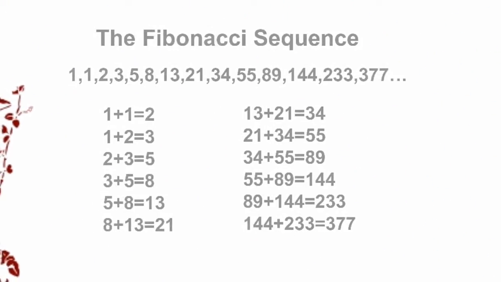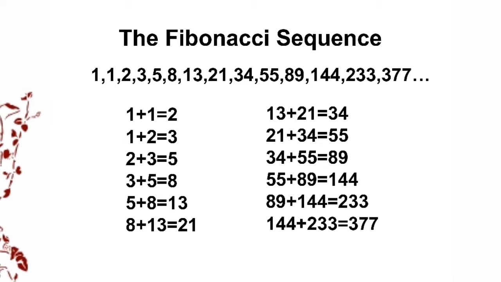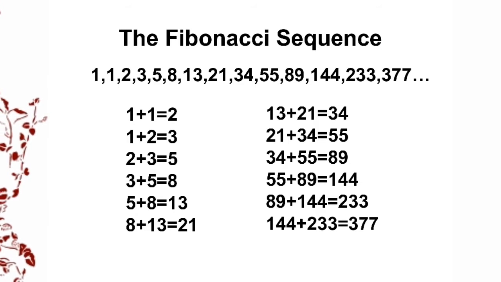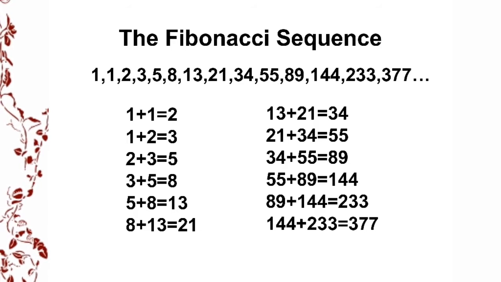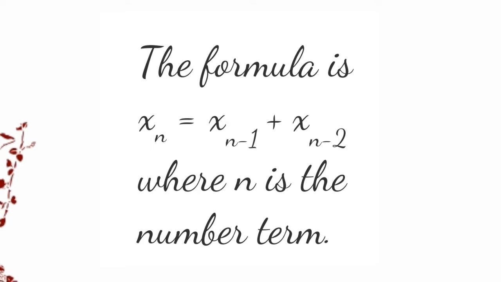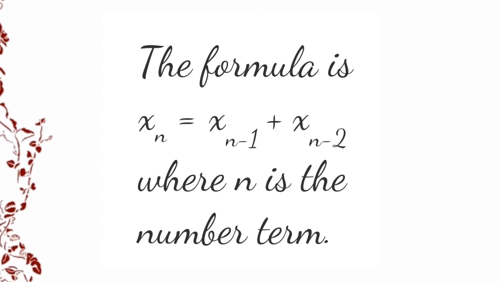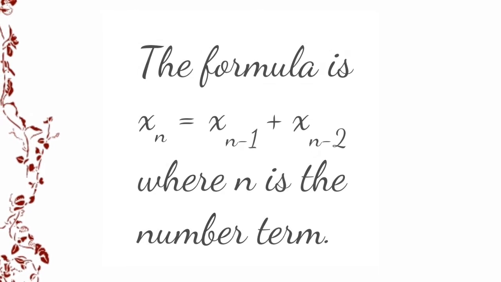Fibonacci sequence is one of the most famous formulas in mathematics, where each number of the sequence is the sum of the two numbers that precede it. The sequence goes 0, 1, 1, 2, 3, 5, 8, 13, 21, 34, and so on. The formula for the Fibonacci sequence is x sub n is equal to x sub n minus 1 plus x sub n minus 2, wherein n is the number term.